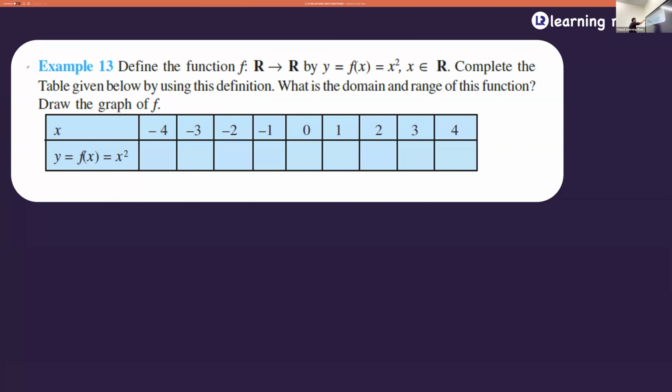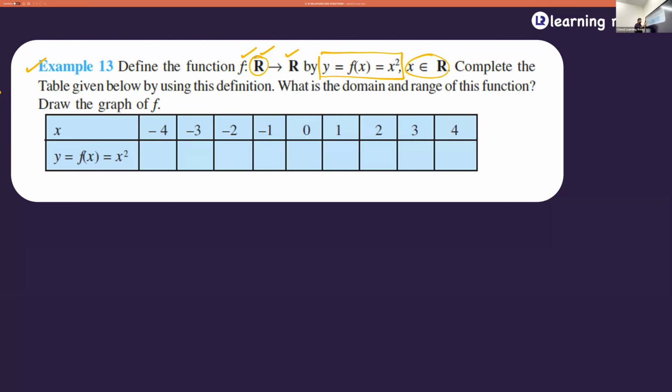So example 13: define the function f mapped from R to R, given by y is equal to f of x is equal to x square. So when they say define the function, they have defined a function, where the input values that you give come from the set R, obviously. Complete the table given below by using the definition. What are the domain and range of this function? Draw the graph of it.